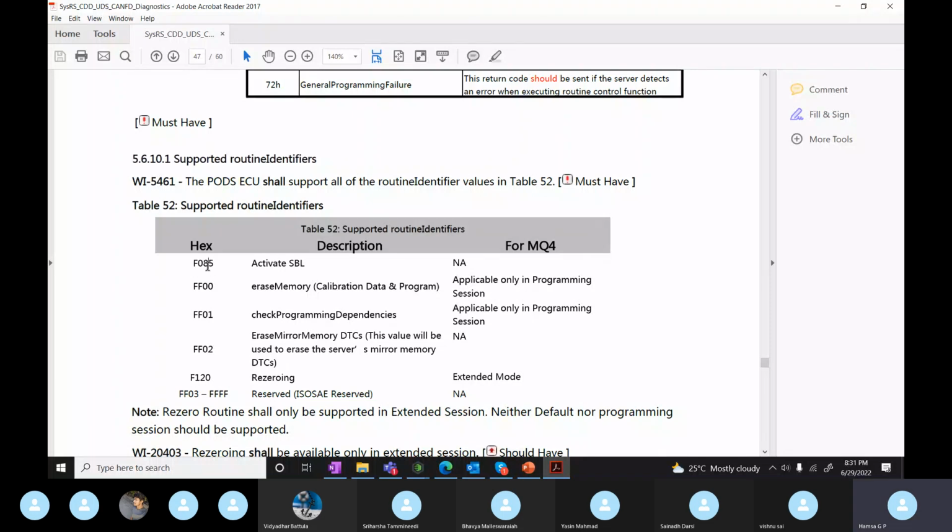See, F085, FF00, FF01, FF02, F120, F03 to FFFFFF. So like this, they can give any of the identifiers, but you don't have to worry. It will be present in the requirement itself.